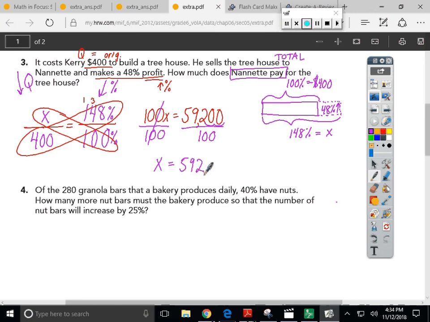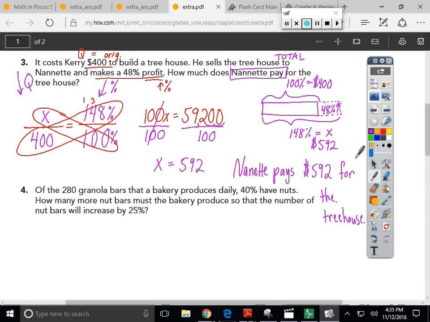I found the total. This 592 really belongs over here. And if you remember, we were measuring in dollars. Let's go ahead and try to make this a final answer. So, how much does Nanette pay? Nanette pays $592 for the treehouse.